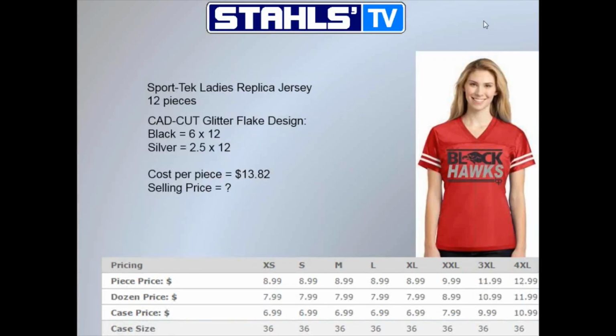I think there's two more of these. All right, so this one is a fan jersey. All of these are from Sanmar, by the way. This is the same design, but now it's in glitter material. The cost per piece is $13.82 based on the cost of the garment and the calculator factors. What would you sell this for? Go.